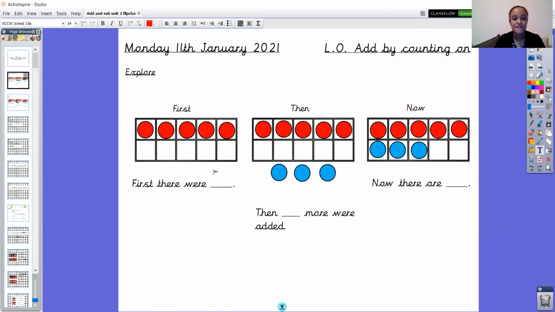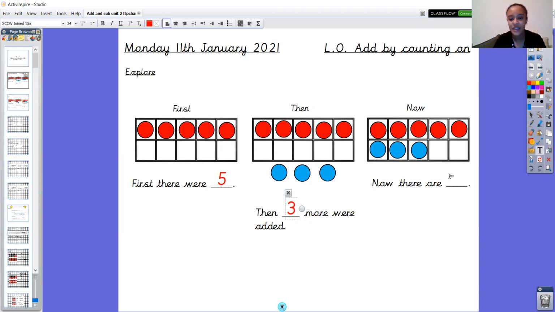Okay, brilliant. So we've got first, there were. So hopefully you've counted the counters in this first tens frame, and we've got 1, 2, 3, 4, 5. Brilliant. First, there were 5. Then something more were added. How many more were added? Well, if we have a look down here, there's our first 5. The ones that were added are these blue ones here. So first there were 5, then there were 3 more added.